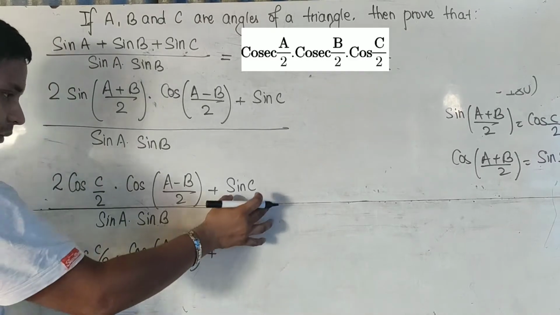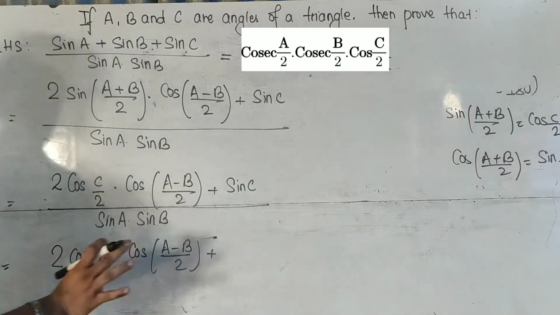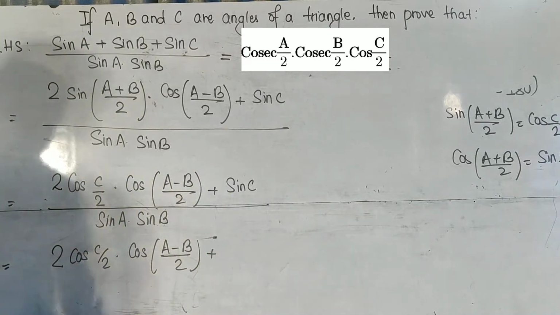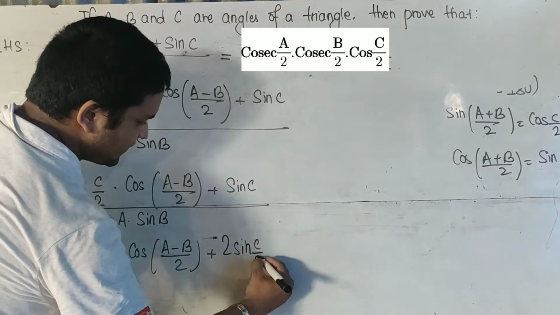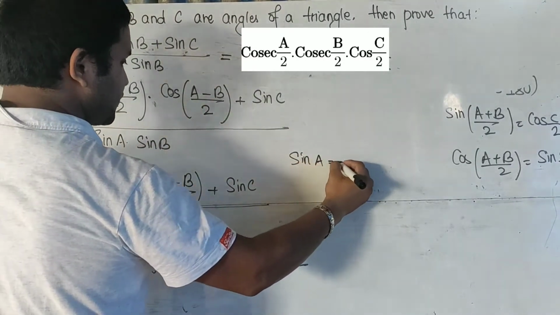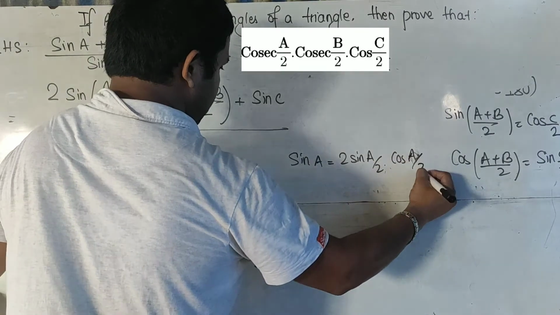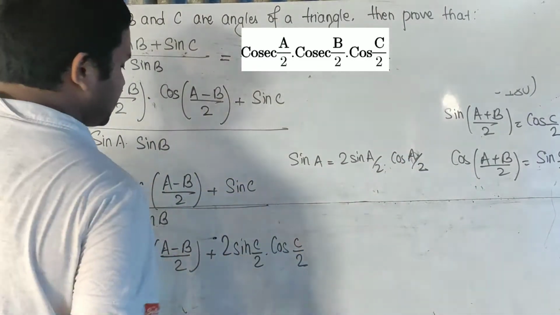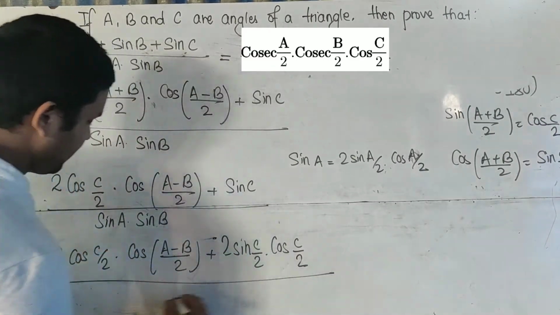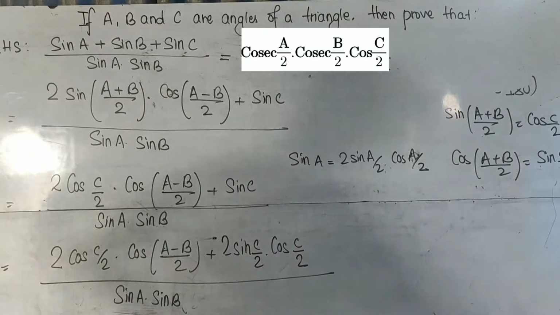Now you have to use the formula of sin C in such a way that there exists 2 cos(C/2). The formula for sin C where there is 2 cos(C/2) is 2 sin(C/2) · cos(C/2), because we know the formula sin A = 2 sin(A/2) · cos(A/2). In a similar way, sin C changes into 2 sin(C/2) · cos(C/2). By doing this, you can take 2 cos(C/2) common. Now you have sin A · sin B in the denominator. Now let us take common.